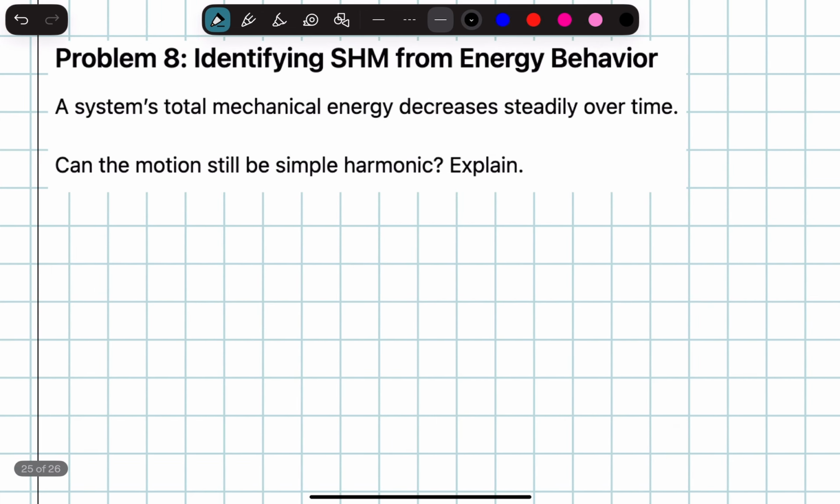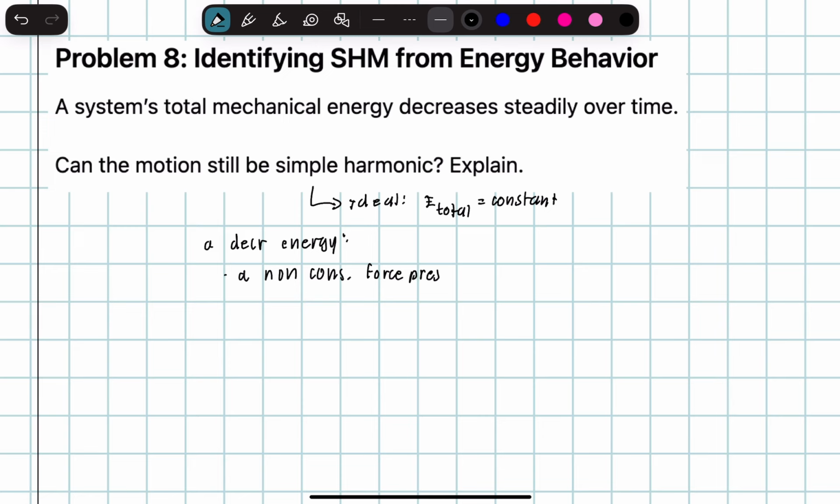A system's total mechanical energy decreases steadily over time. Can the motion still be simple harmonic motion? Ideal simple harmonic motion has the requirement E total is constant, and a decreasing energy means that you have a non-conservative force present, and that means that the motion is not simple harmonic motion.